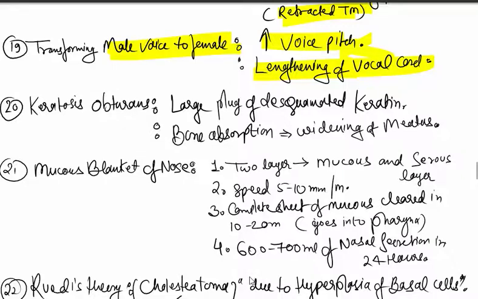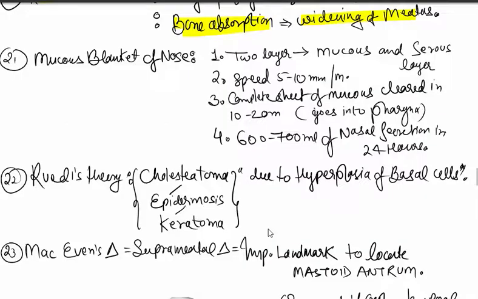ओके. नेक्स्ट वन, केराटोसिस obturans. What is this? Large plug of desquamated keratins, of course in external auditory canal. इसमें bone resorption होती है, and that causes widening of meatus.